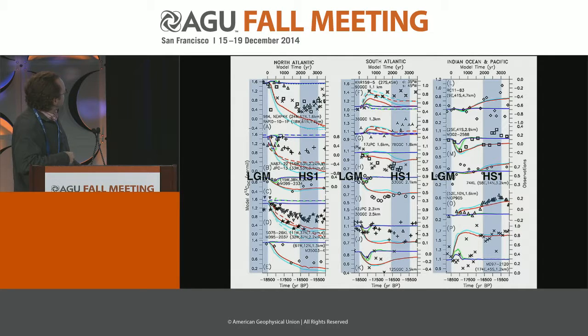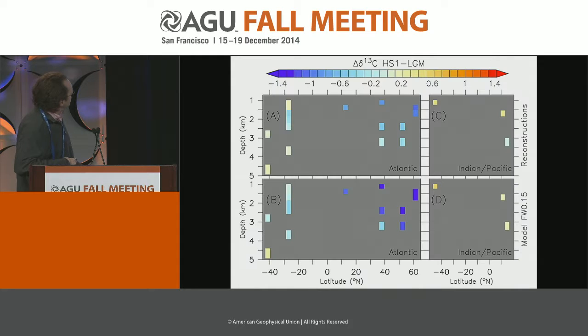looking at this LGM interval here, and then Heinrich Stadial 1, which is an average from around 16,000, a 1,000 year time window centered on 16K, and the LGM, I'm using a 1,000 year time window centered on 19K. So there's data from the North Atlantic, South Atlantic, and then a few, not so many data from the Indian and Pacific Oceans. And I'm going to now show differences between the Heinrich Stadial 1 and the LGM.